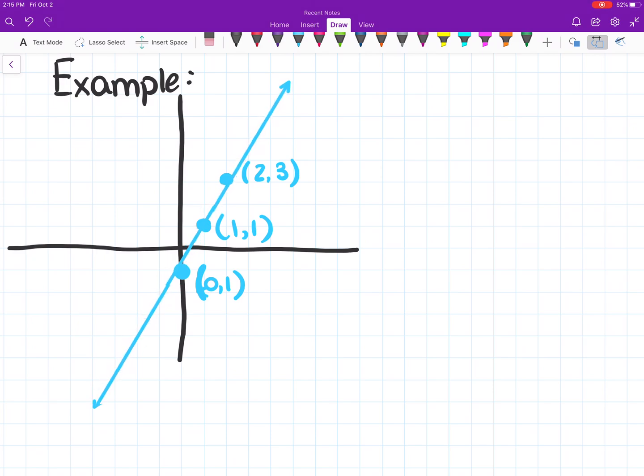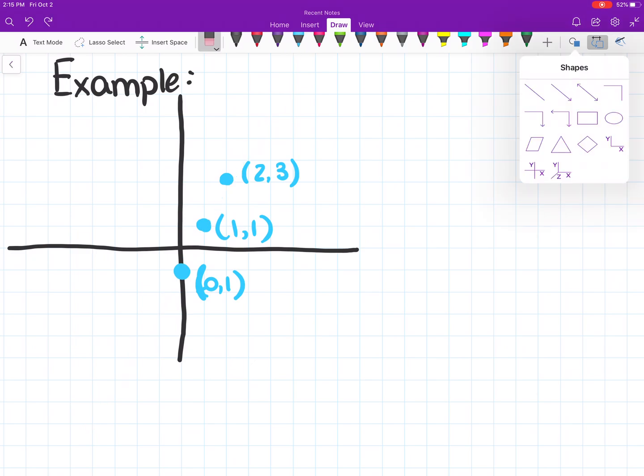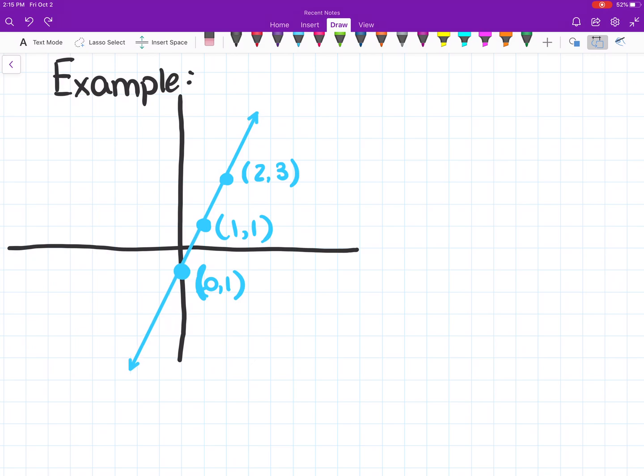Okay? Here's my line. Not very perfect. Let me see. Let me try again. You'd think I'd be better at this, but I'm not. It's okay. Practice makes perfect, so I'll just keep trying. There we go. A little better.